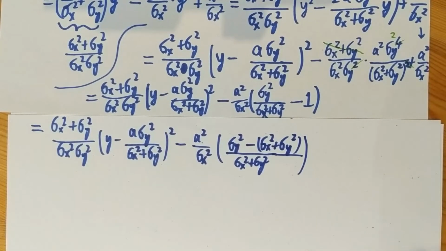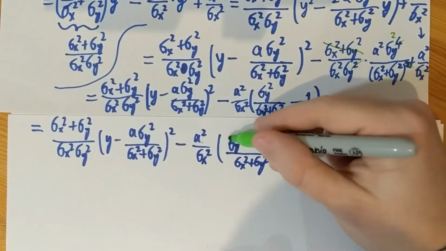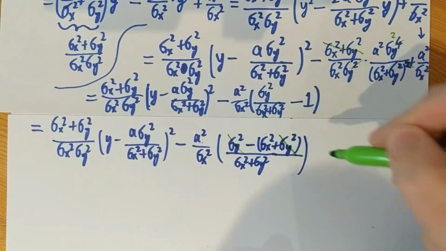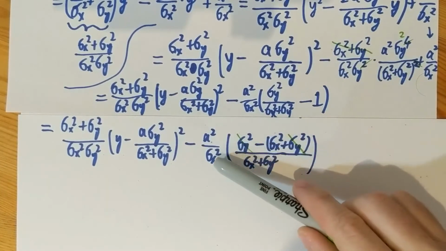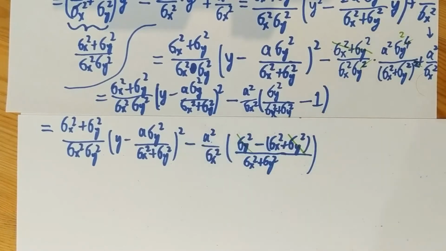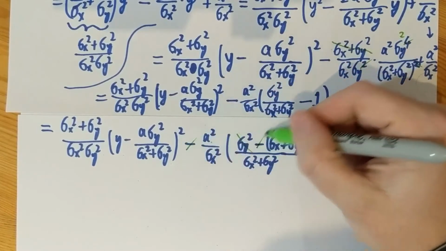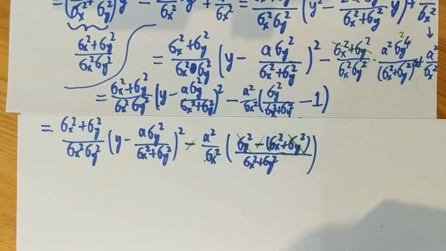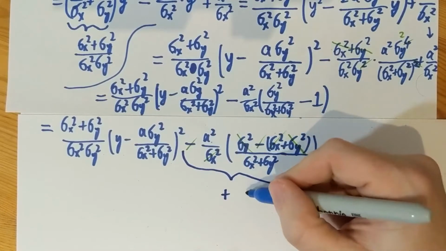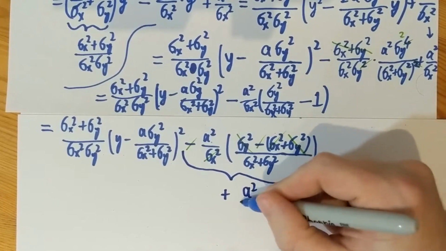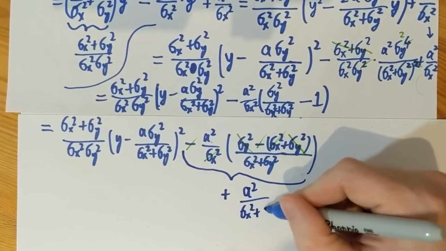And now again some terms will cancel. I can cancel out the sigma y square here first. So then I have minus sigma x square left, which cancels out with that minus sigma x square. So I can cancel the minus signs and I can cancel the sigma x squares. And in fact the constant term is quite nice. It just gives me together a plus a square over sigma x square plus sigma y square.